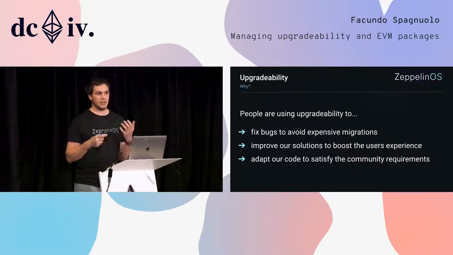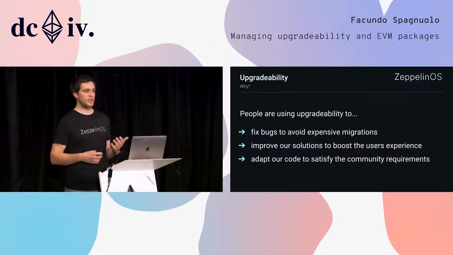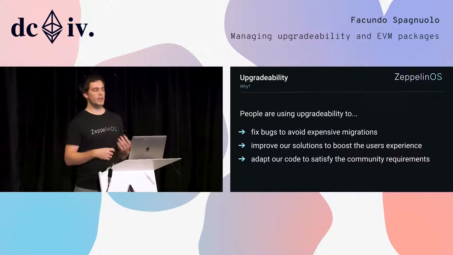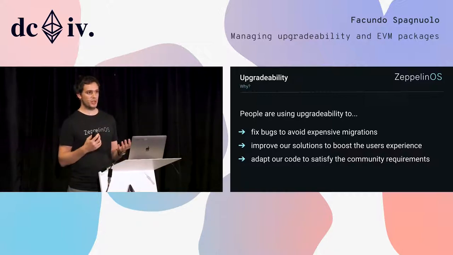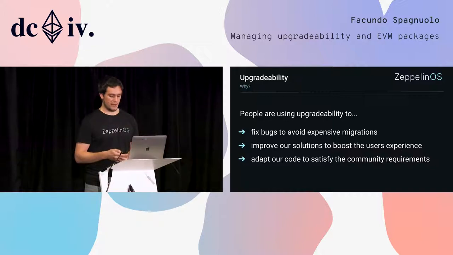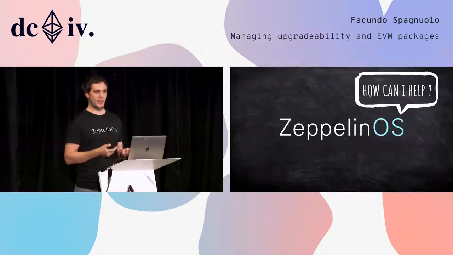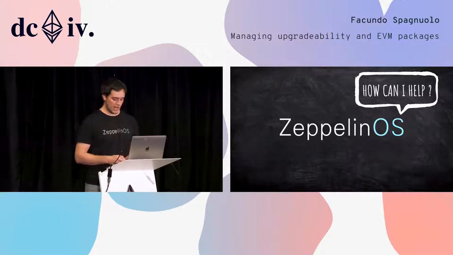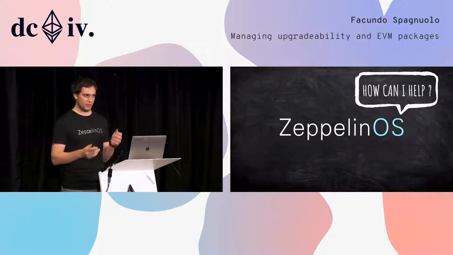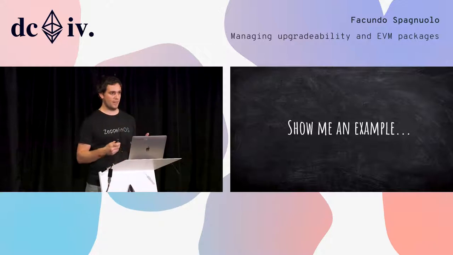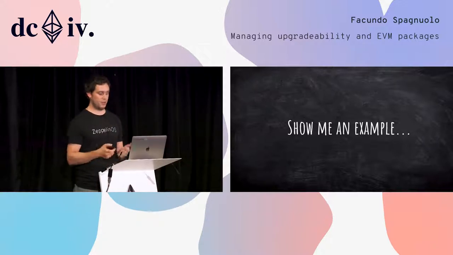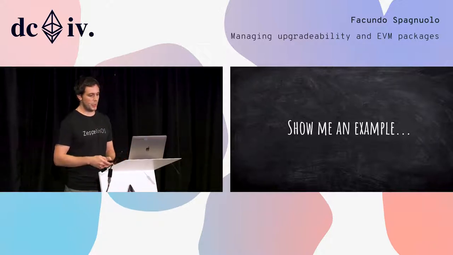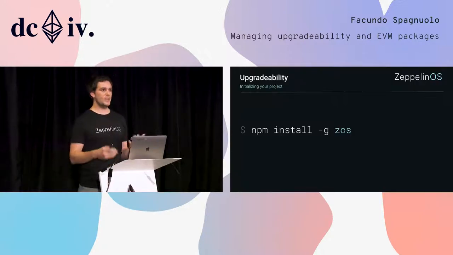And the thing is that we've seen many other projects building their own implementations of upgradeability. And Zeppelin OS is providing a standard and really flexible way to do this. So I would like to introduce an example of how we can easily have upgradeable smart contracts in our projects using Zeppelin OS. So the first thing we'll need to do is to install Zeppelin OS.